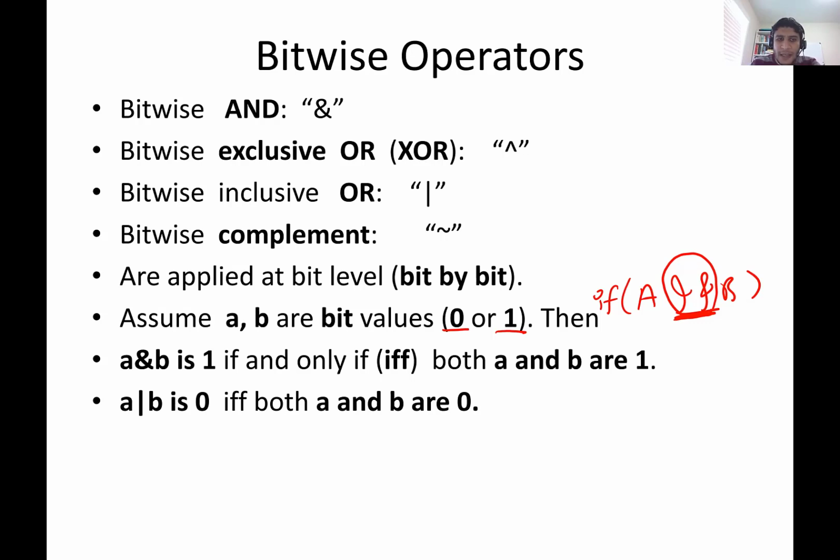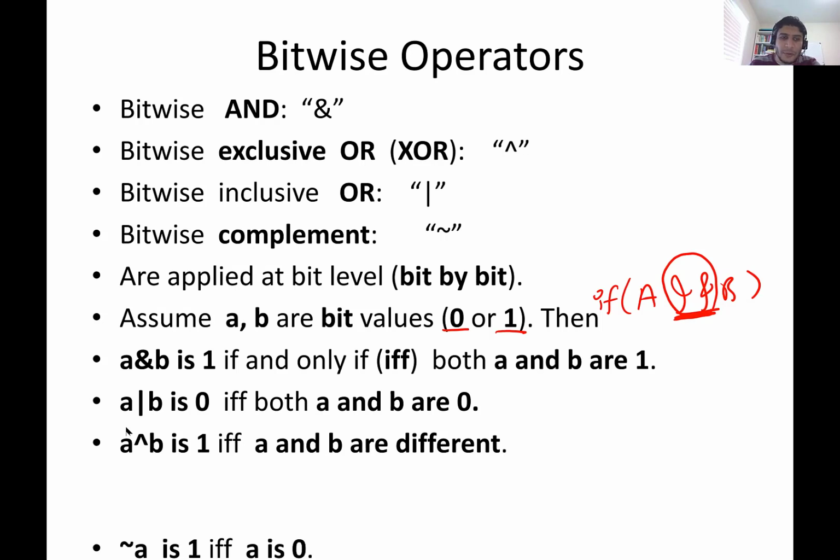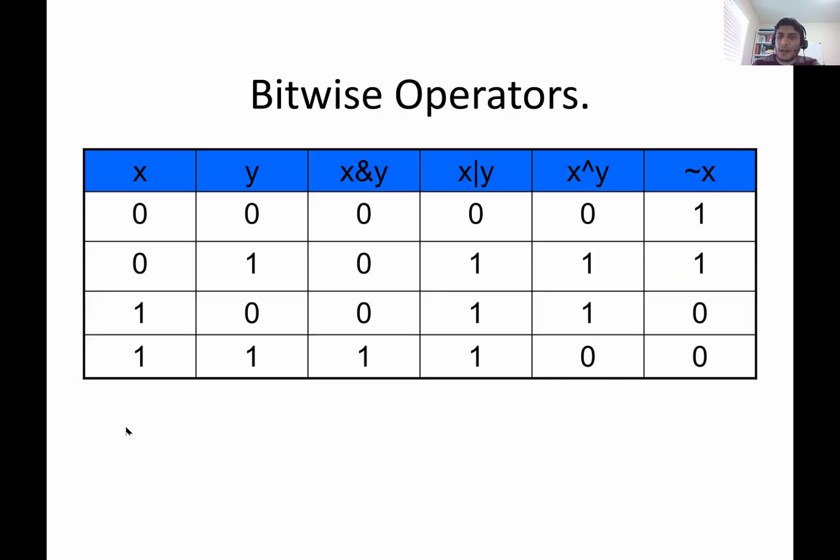And then this is A OR B. So again, the same meaning of OR. The result will be 0 only if A and B are zeros. This is XOR. So if they are different, it gives you 1. If they are equal, it gives you 0. And then this is the negation or the NOT operation. So if it's 1, it gives you 0. So this is the table for the bitwise operators, similar to, again, the gates.